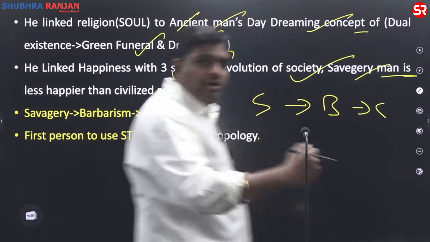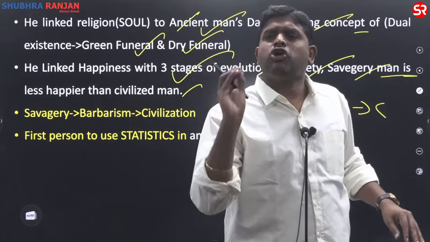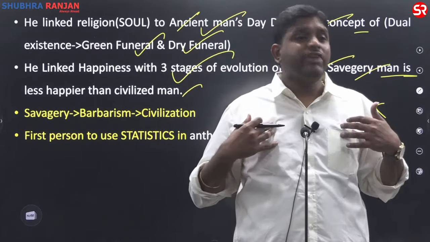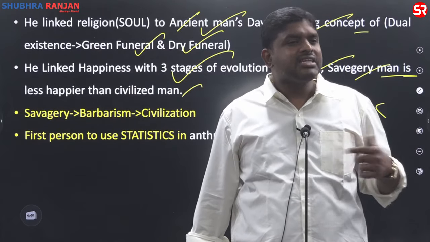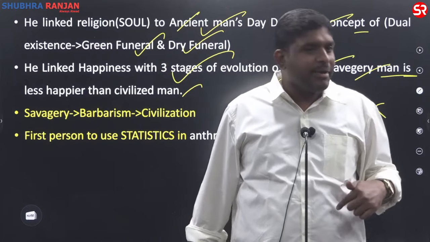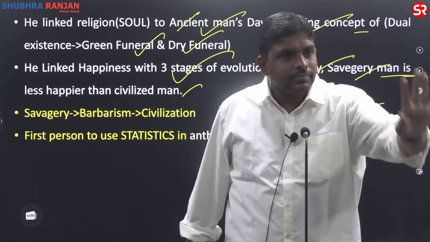As time goes on, when we reach civilization, if I keep 1 hour or 2 hours, that is sufficient to get food for me. Then remaining time I can use for myself. Remaining time I can use for my luxury. Remaining time I can use for my development. Hence, the civilized man is more happier according to him. Make sense?